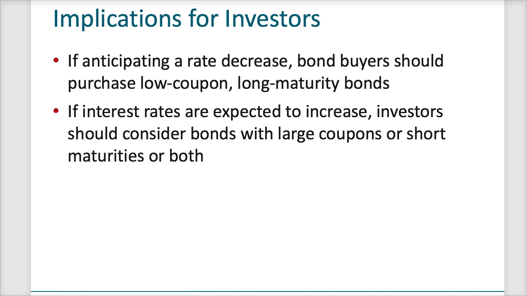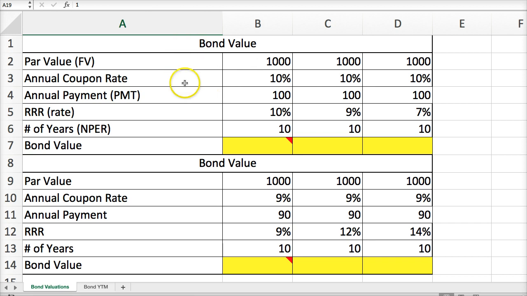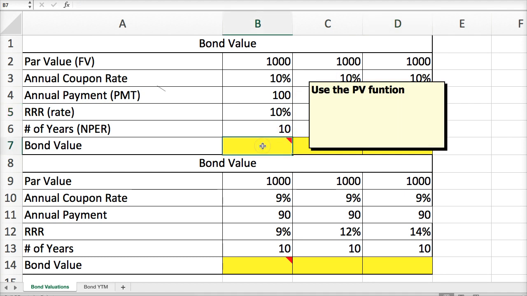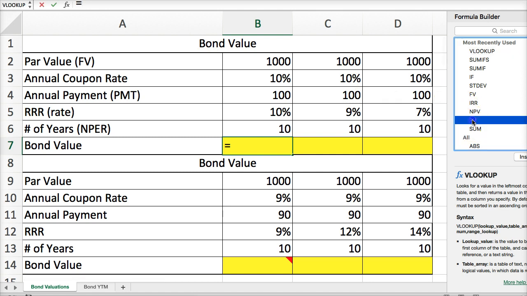So let's move over to Excel to do some of these calculations. So here is my Excel sheet, and here's the bond. We're going to look at the bond value. We're going to take three occurrences. So we have a coupon rate at 10% and a required rate of return at 10%. And then what happens if the required rate goes down? We can use the present value function, which I have a little note here. So I'm going to call up present value.